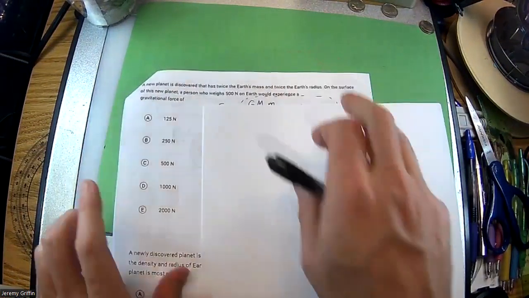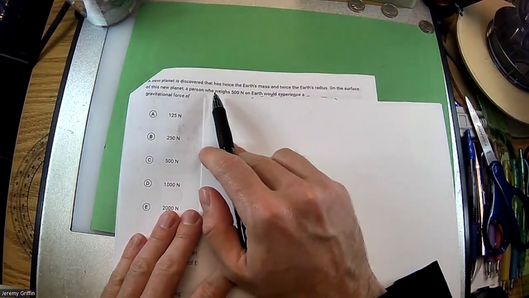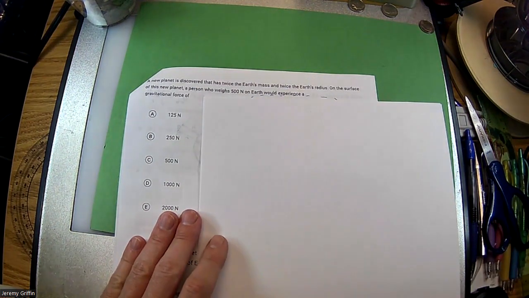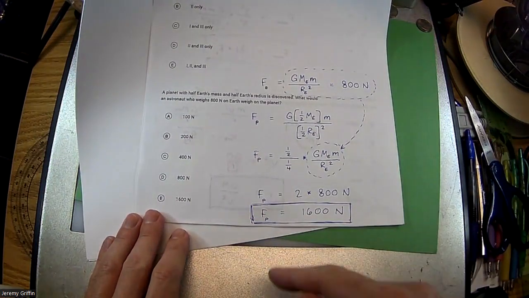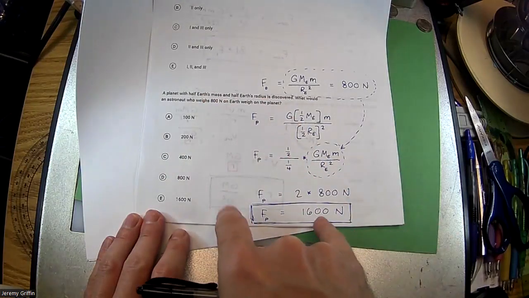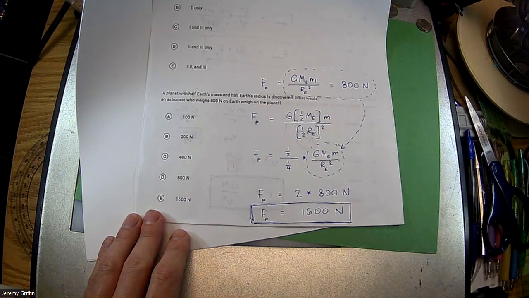A new planet is discovered with twice Earth's mass and twice Earth's radius. Is this one exactly the opposite premise of the previous question? I think it's just the same thing, just in reverse. Well, if we backtrack, let me go back to the last one, because I think we can make a logical conclusion from this. If it was half Earth's mass and half Earth's radius, and this guy ends up weighing twice as much, then if you go the other way and you have a planet with double the mass and double the radius, he should weigh half as much.